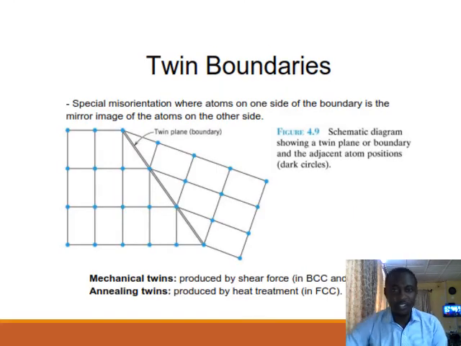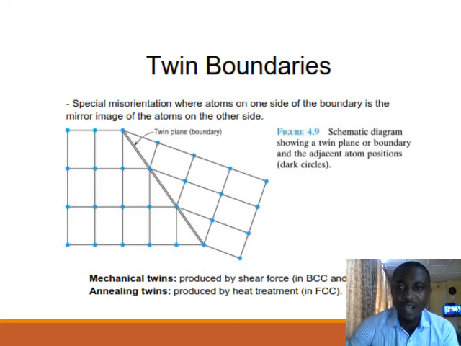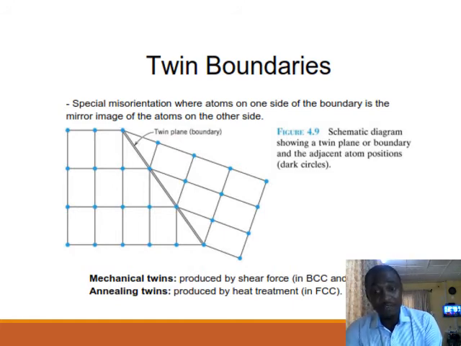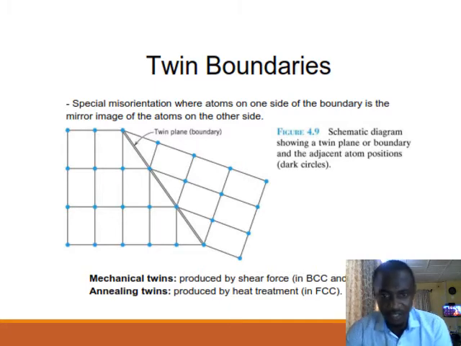So the third is a twin boundary. For a twin boundary, you have a special misorientation. This is similar to the grain boundary, except that in this case, you have a specific mirror lattice symmetry. The special misorientation here is that one side of the boundary is the mirror image of the other side of the boundary. So it's similar to the grain boundary, except now you have one side of the grain being a mirror image of the other. So that is the case.